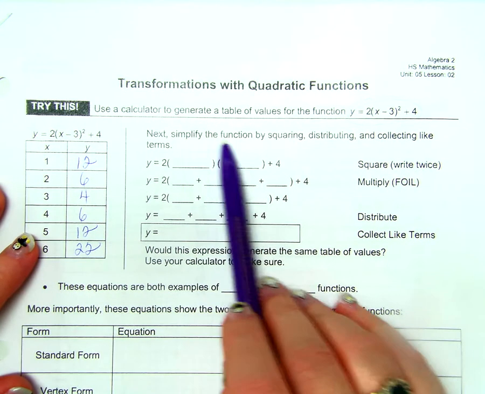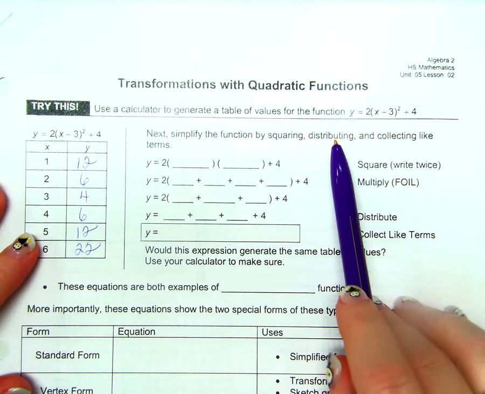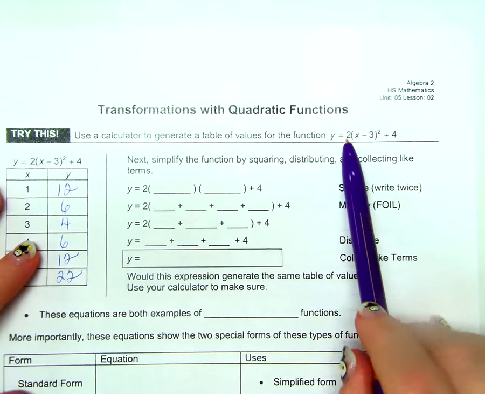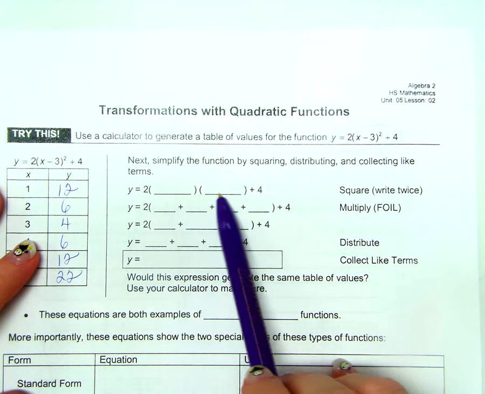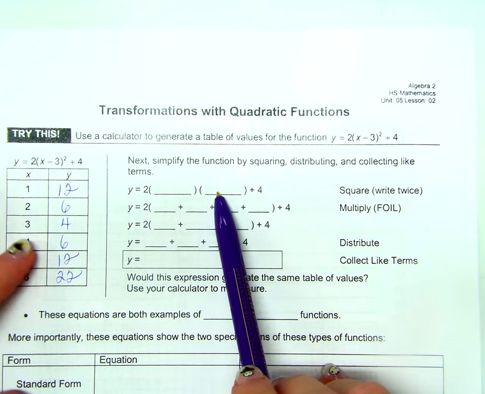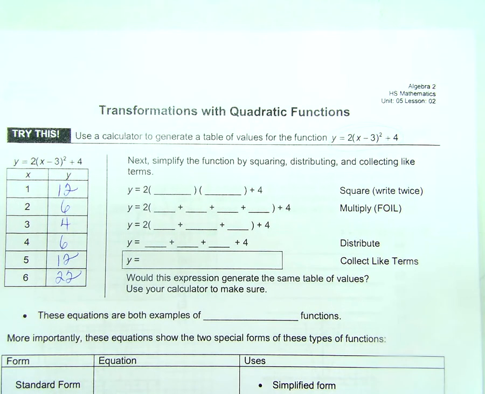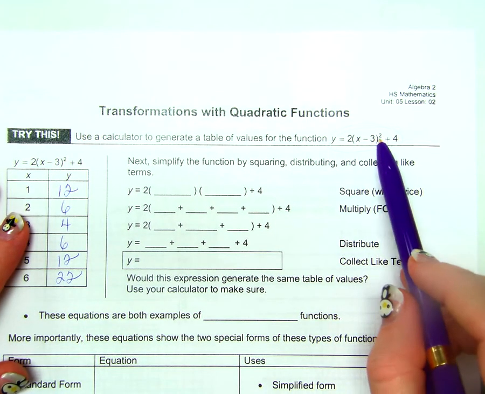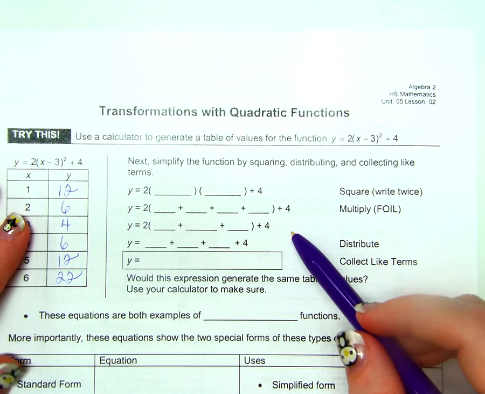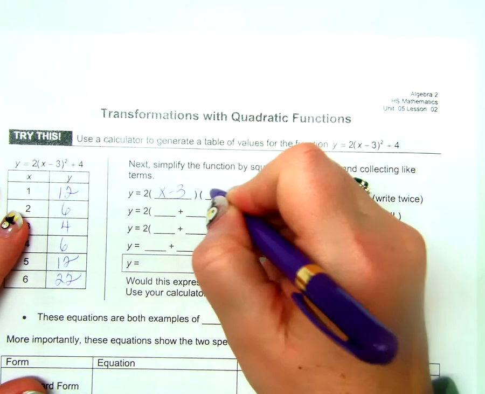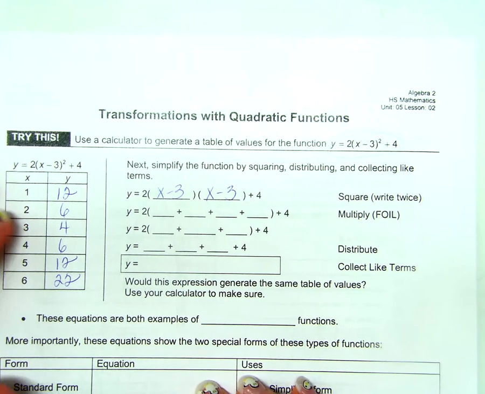Next, simplify the function by squaring, distributing, and collecting like terms. So if this was my original function, why do they have it written like this? What do they want here? What does it mean to have x minus 3 squared? x minus 3 times x minus 3. Okay so far?